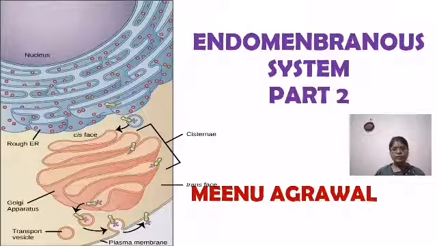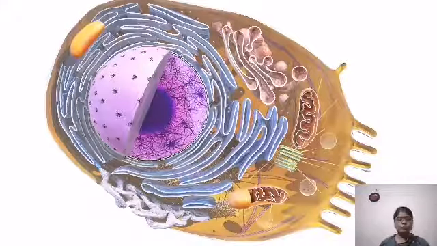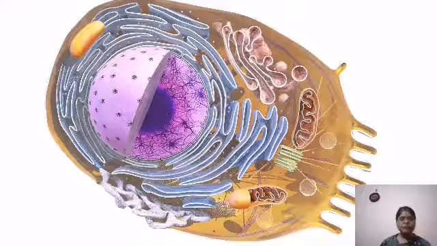Now we are going to start with the endomembranous system, part 2. In the previous video you have seen the structure of the nucleus, isn't it? This is what I have projected in front of you, a 3D picture of your cell. You can see very clearly in this diagram how various structures are connected to one another.